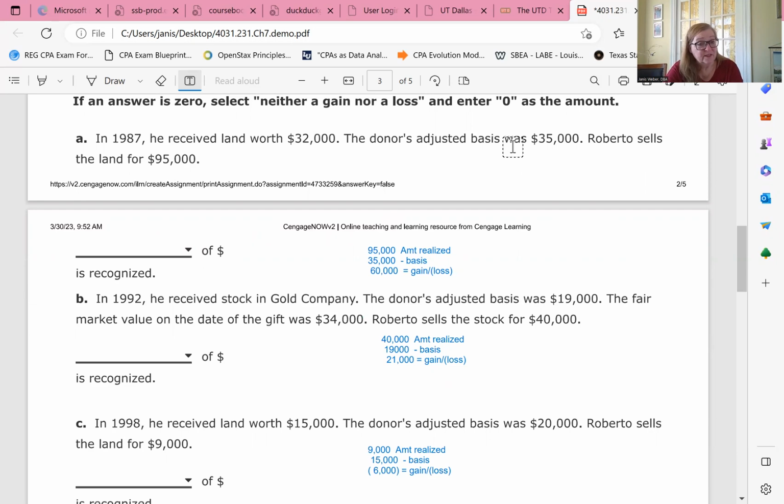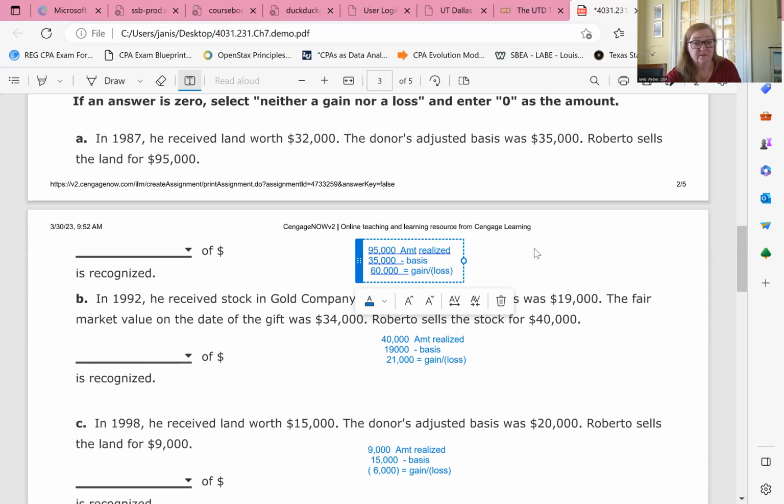So looking at it, if he's going to sell it down the road quite a while longer, as you see, he got it in 87, he's selling it in 2022. So way down the road, he has a gain. Since he has a gain, we have to use his gain basis, which is going to be the adjusted basis in the hands of the donor. So we're going to take the amount realized, the $95,000, and subtract the donor's basis, because we get to use carryover basis if there's a gain later on down the road.